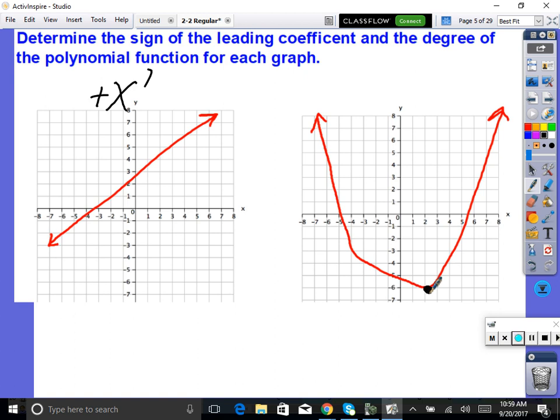1. Is it degree 2? No, because degree 2s are perfect U's. Now, you've got to be really careful, because a 2 will be perfectly symmetric around the axis of symmetry, which will be located through the vertex. So you've got to look really carefully. Is it perfectly symmetric on both sides? Okay, well, obviously this one's not, right? So it's not degree 2.